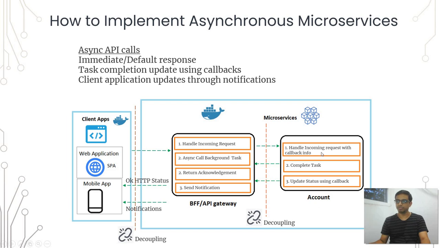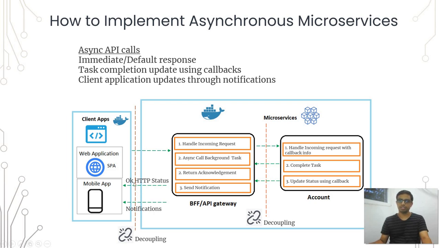service, which is the account service, which handles the incoming request with callback info. We configure an async callback task and a background task, and then we complete the task and update the status using the callback. In the meantime, the API gateway or backend for frontend returns an acknowledgement, and when the status is updated using the callback, the send notification happens, and then the actual response is sent back to the client as a notification.